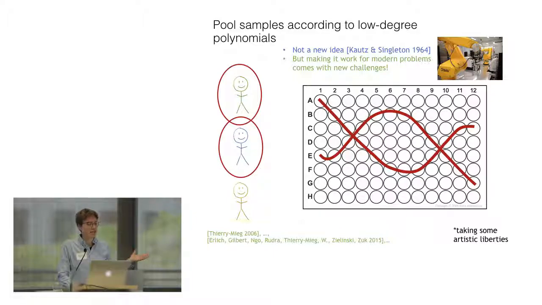So this is not a new idea. This particular polynomial scheme is due to Kautz and Singleton in the 60s, but it is directly inspired by coding theoretic ideas. And it's actually experienced a big resurgence in the past decade or so. Originally it was used for testing syphilis. Syphilis tests became cheap, so this wasn't such a big deal anymore. But now for genetic testing, it's come up a bunch. And making it work for modern problems comes with new ideas and new challenges.